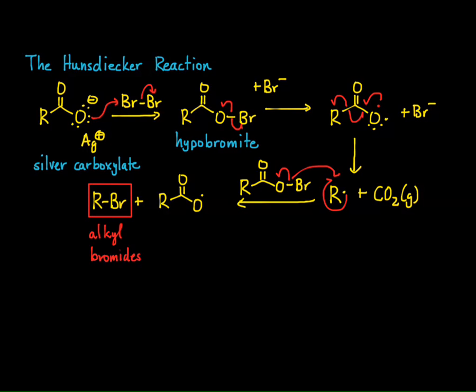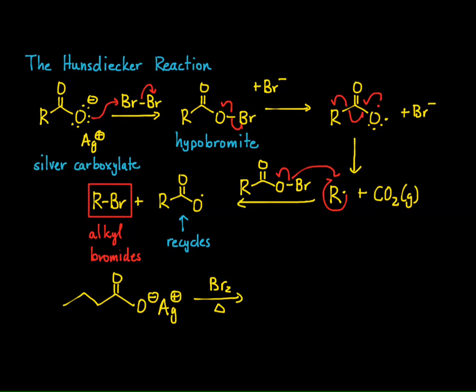So the key is that I'm producing alkyl bromides. I can take a carboxylic acid and treat it with silver hydroxide to produce silver carboxylate. Then I treat that silver carboxylate with bromine, and I can produce an alkyl bromide. Again, carbon dioxide is leaving, so be very wary of your carbon chain length. Obviously, I'm also generating that radical, which can recycle and produce carbon dioxide and another free radical, and that free radical can then react with another hypobromite, and the reaction can continue on and on and on.